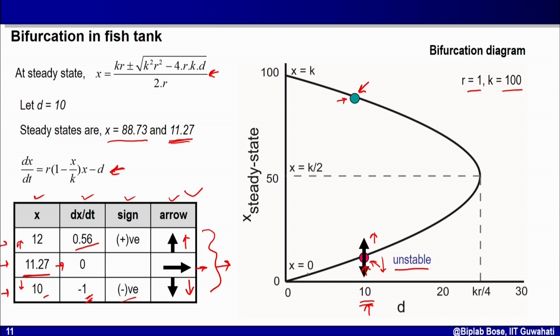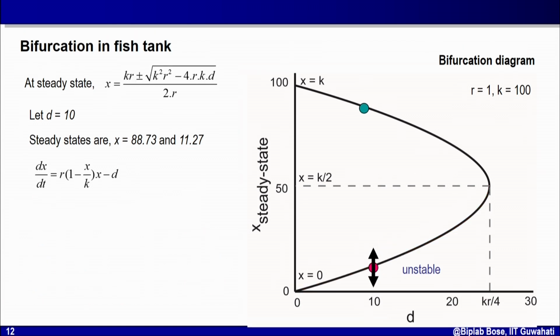You can do this calculation for any point, for values of d starting from this value up to values less than kr by 4, so that all points on this whole curve will give steady states which are unstable.